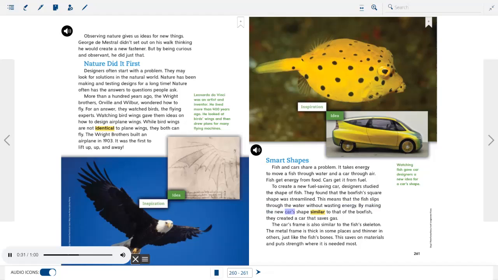By making the new car's shape similar to that of the boxfish, they created a car that saves gas. The car's frame is also similar to the fish's skeleton. The metal frame is thick in some places and thinner in others, just like the fish's bones. This saves on materials and puts strength where it is needed most. Inspiration, idea. Watching fish gave car designers a new idea for a car's shape.